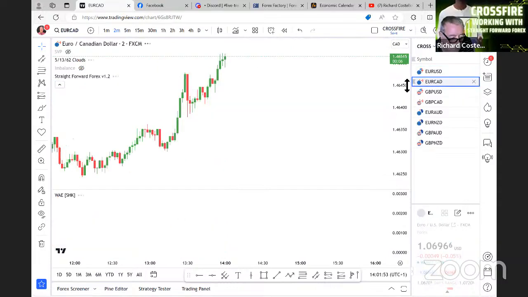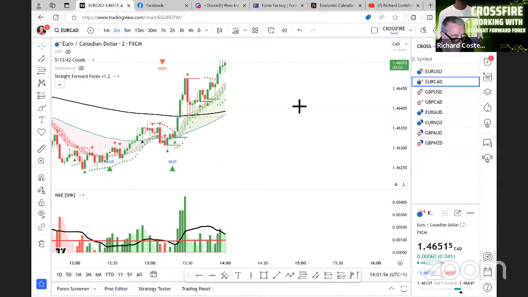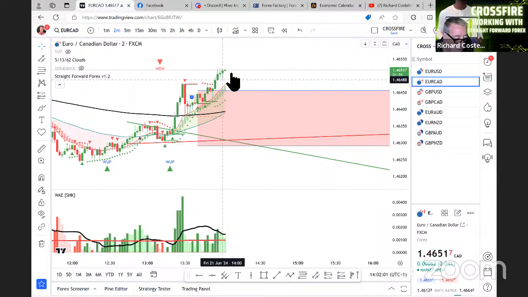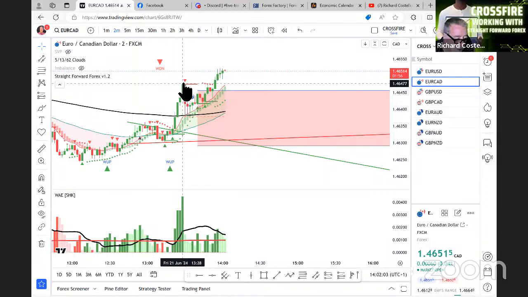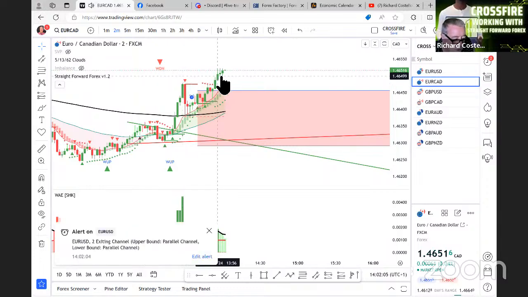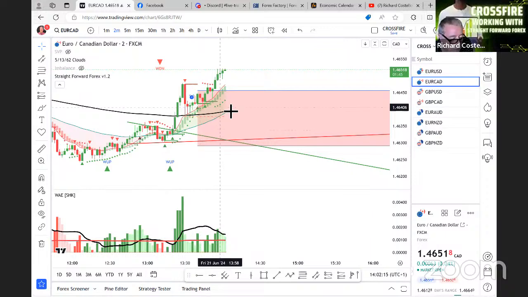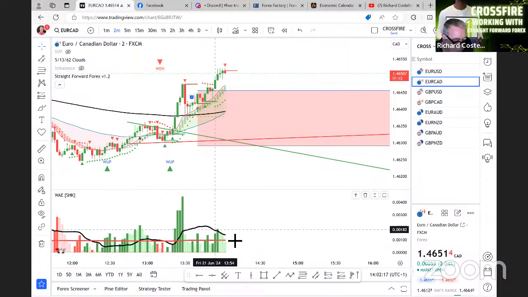Euro CAD. Okay, so a bit more positive. We've broken outside the channel. We're continuing to go. We've got above that high there. You can see that candles are very wicky, so there's a lot of indecision going on. We are in a wave up. We've got a green cloud. We've got green PSARs pushing price up, but this is telling me to keep out.